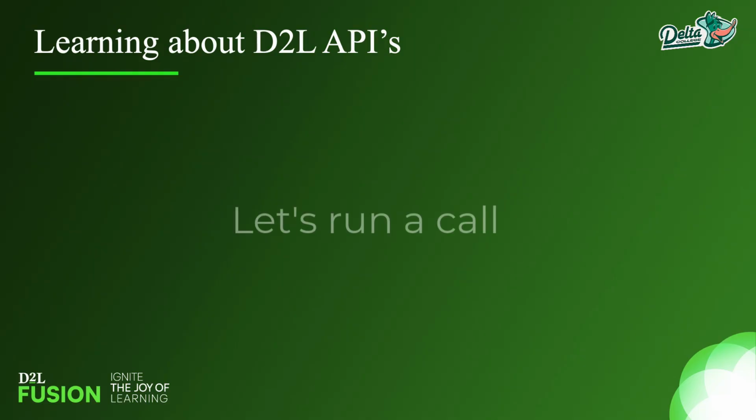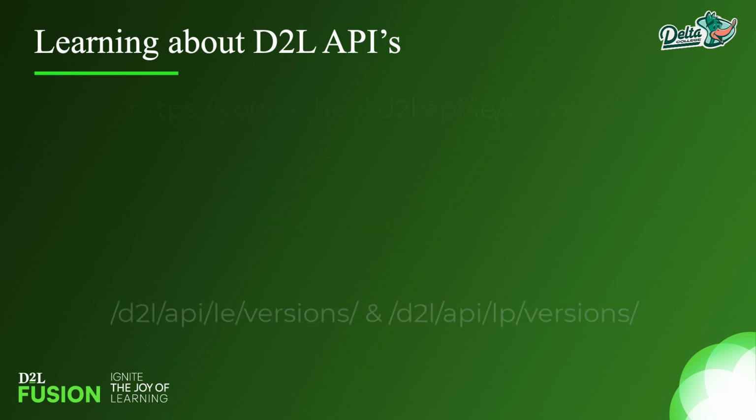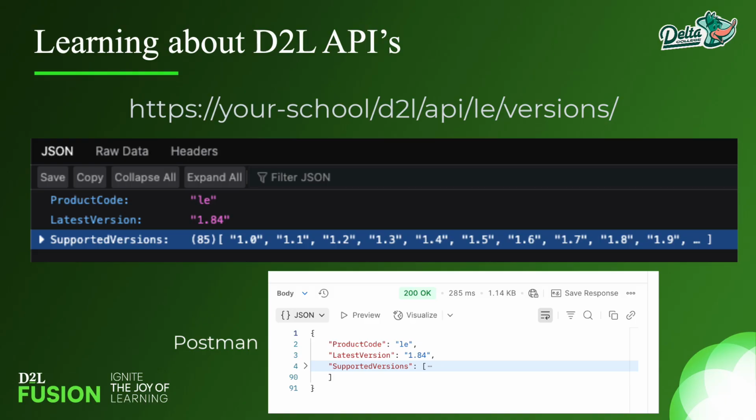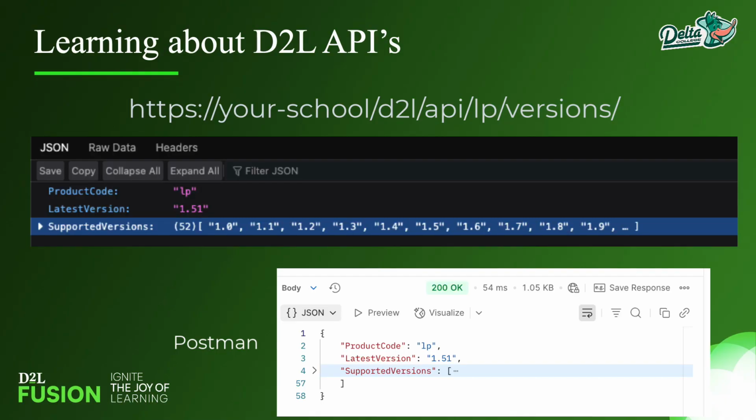Now we're going to run the API calls for LE and LP version in the web browser and in Postman. If you're currently logged into D2L, open a new tab and go to your site org URL and add /D2L/API/LE/version/ or /D2L/API/LP/versions/ and you will get similar results as the top image.